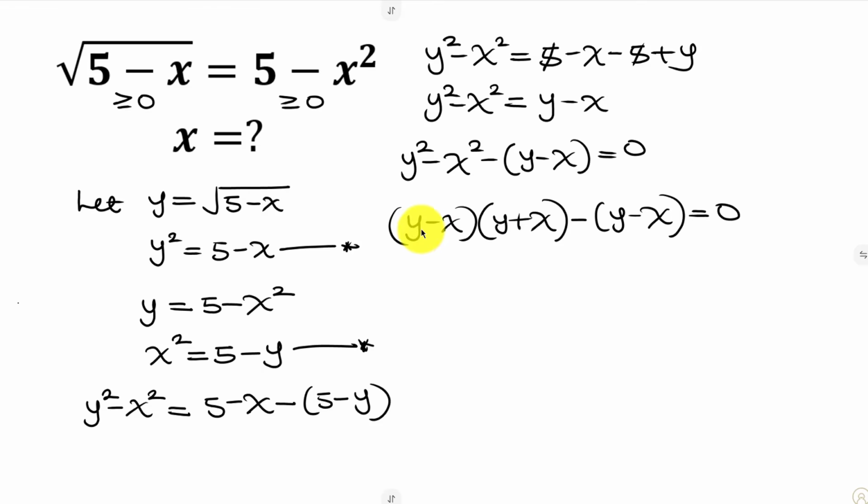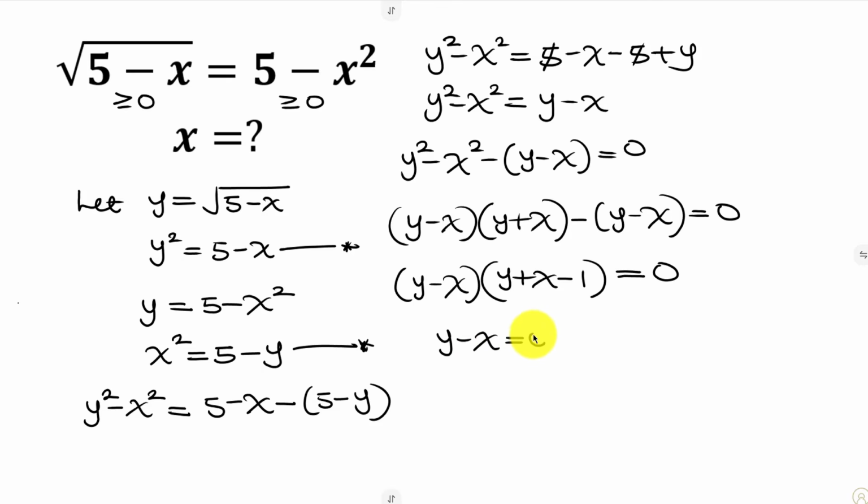Now notice that we have y minus x common, so we can factor out y minus x. Now open a bracket, this divided by this, we have y plus x remaining, and then minus this divided by this, we have 1. Good. And this is equal to 0. Now we have two candidates. We have y minus x to be equal to 0, or we have y plus x minus 1 to be equal to 0. So from these two candidates, we're going to be starting with this.